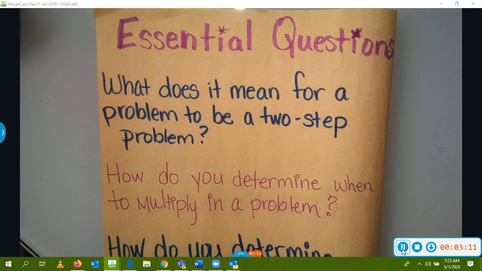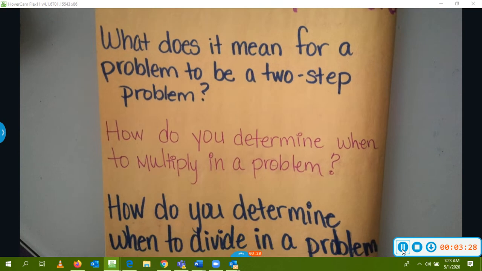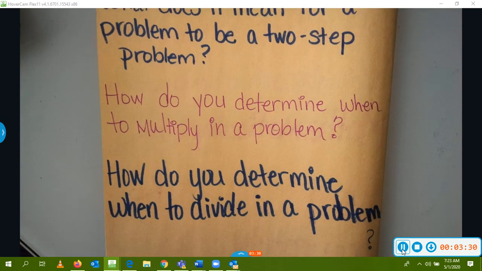Our essential questions for today. Number 1, what does it mean for a problem to be a two-step problem? Number 2, how do you determine when to multiply in a problem? And you can, of course, guess number 3, how do you determine when to divide in a problem? So I want you to think about that as we go along these next few examples.